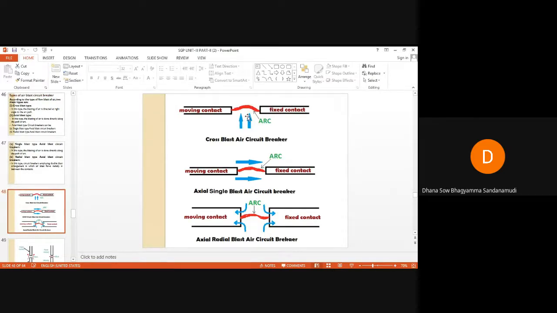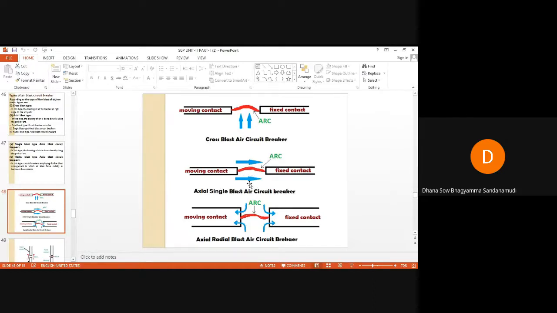So if the blast of air is directed at right angle to the arc path, then such air blast circuit breakers are known as cross blast air circuit breakers. Similarly, the next type is the axial blast type. In the axial blast type, the blast of air is done directly along the path of the arc. So you can see the blast of air along the path of the arc.